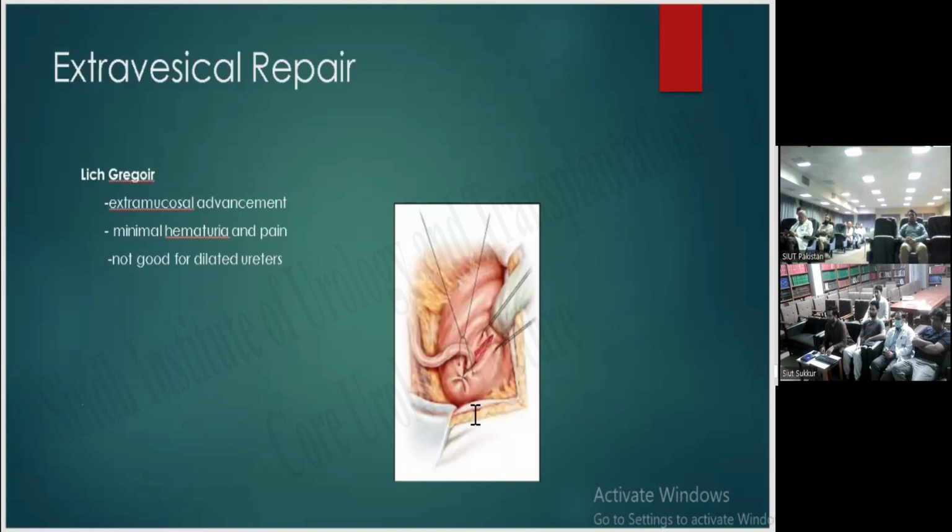Extravesical repair, the Lich-Gregoir technique, is extramucosal advancement with minimal hematuria and pain. It is not good for a dilated ureter.